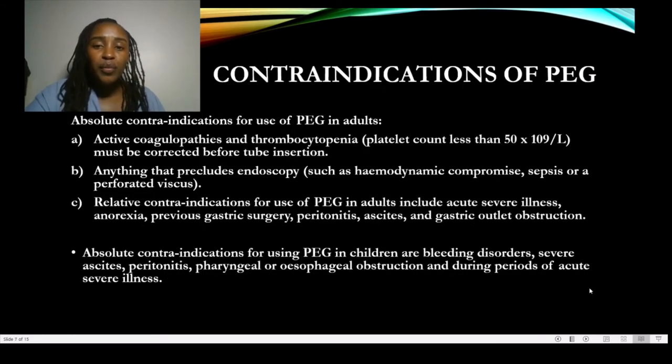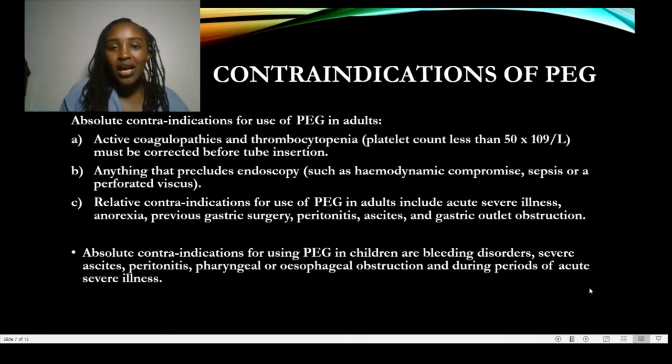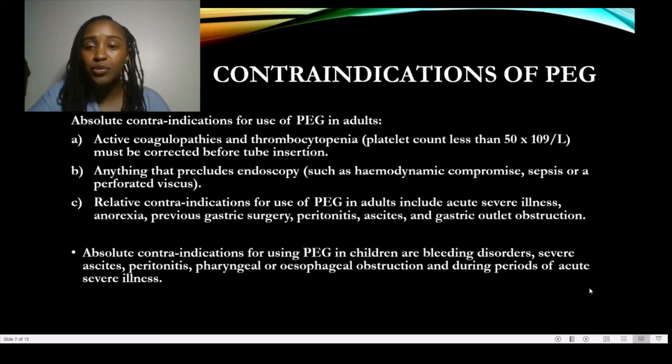So the use of PEG tubes has had controversial reports and concerns, and therefore we have some contraindications of having PEG, and these include absolute contraindications for use of PEGs in adults. For example, those with active coagulopathies and thrombocytopenia, for patients with platelets of less than 50 times 10 to the power of 9 per liter. And this must be corrected before the tube insertion because they run a risk of bleeding out.